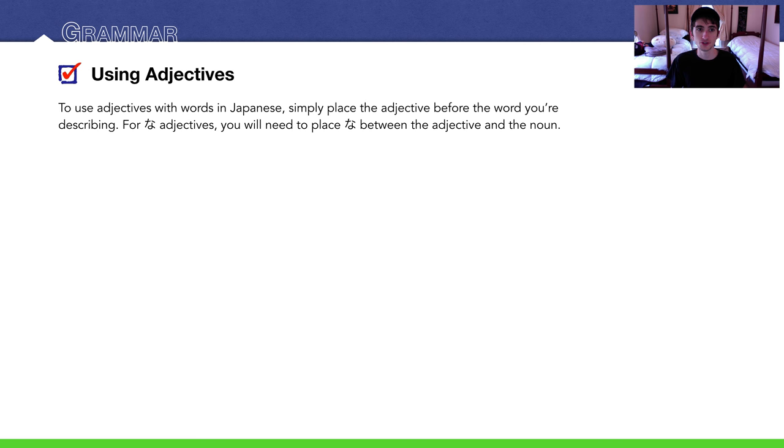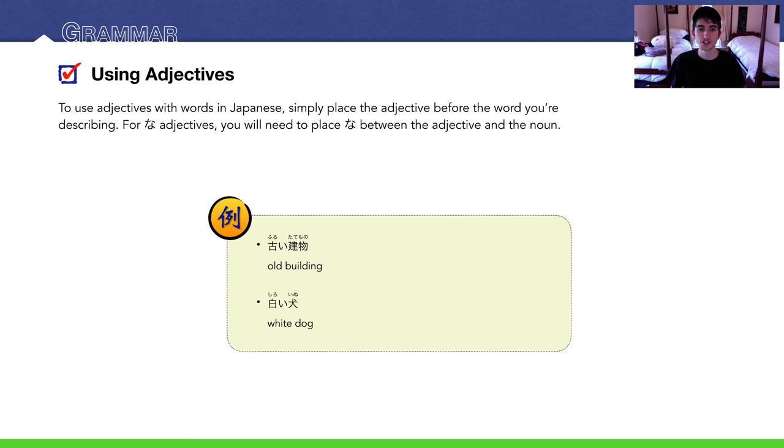Moving on, using adjectives. So when you want to use an adjective to describe something, just put it before the word that you're describing, similar to English. Big car, fancy house. Yume na hito. Okay, and if you're using a na adjective, you have to put na between the na adjective and the noun that you are describing. So here are some examples.